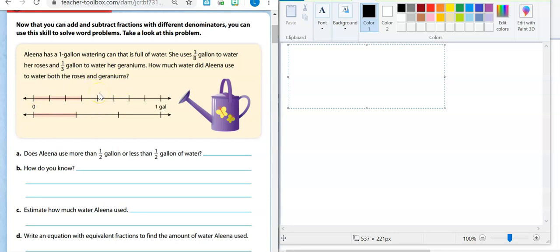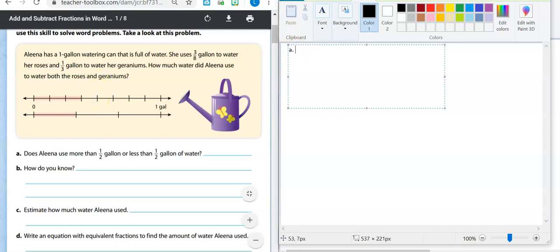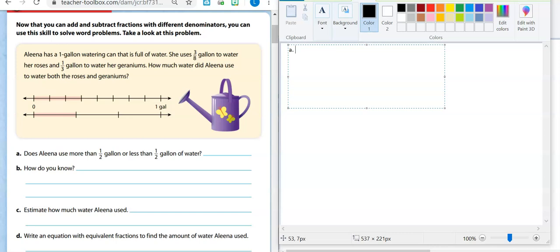Let's think. So if we were to add them together on this number line, it will go over this half point. So that means Alena would need more than 1/2 gallon of water. So for A, we're going to write down more. Now let's go ahead to B.